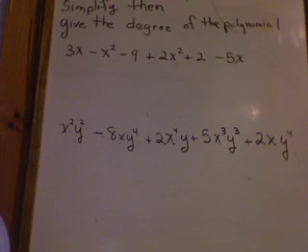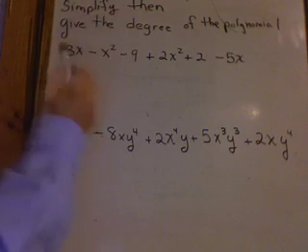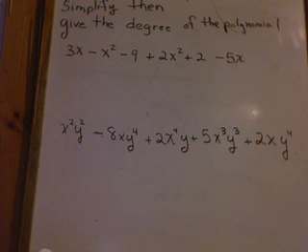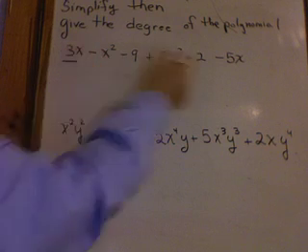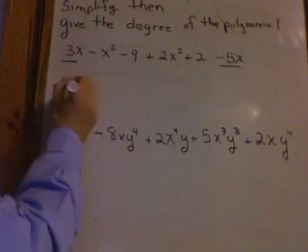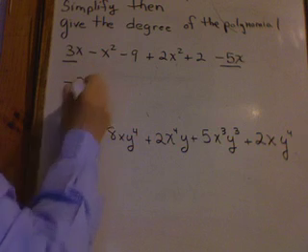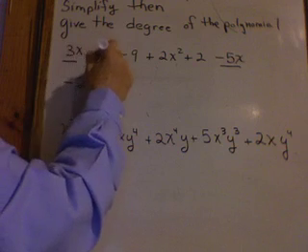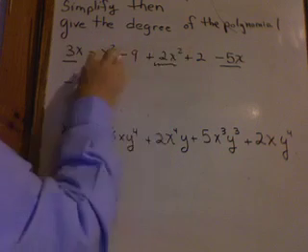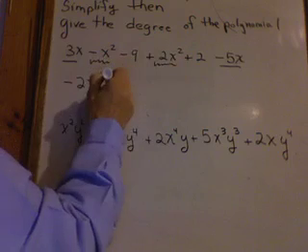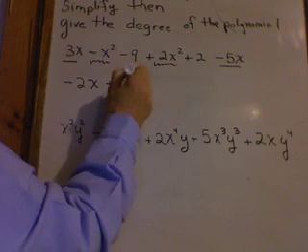Alright, this section's on polynomials, and the directions are simplify, then give the degree. So by simplify, I need to look and see if there are any like terms. And I notice here and here are like terms, so I add those together. I get negative 2x. Then let's take the x squared. Negative 1 plus 2 would be plus x squared.